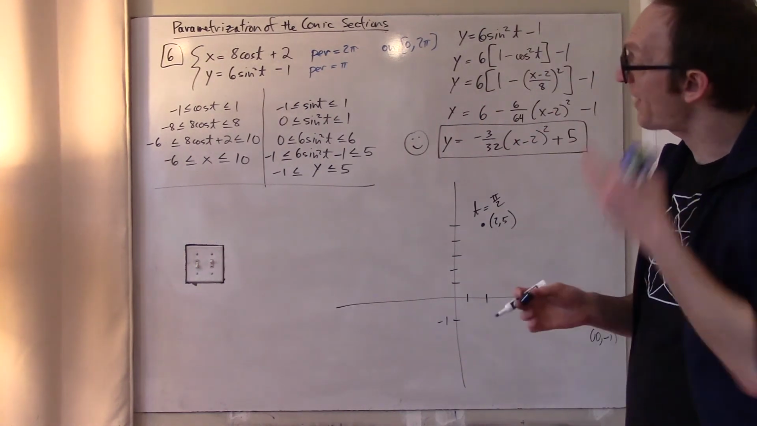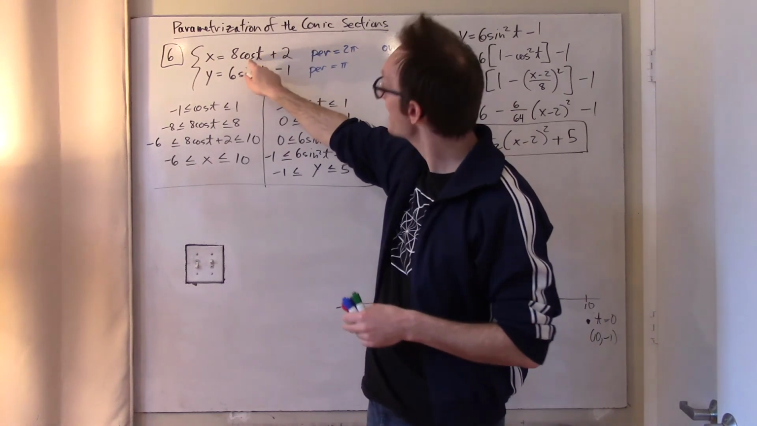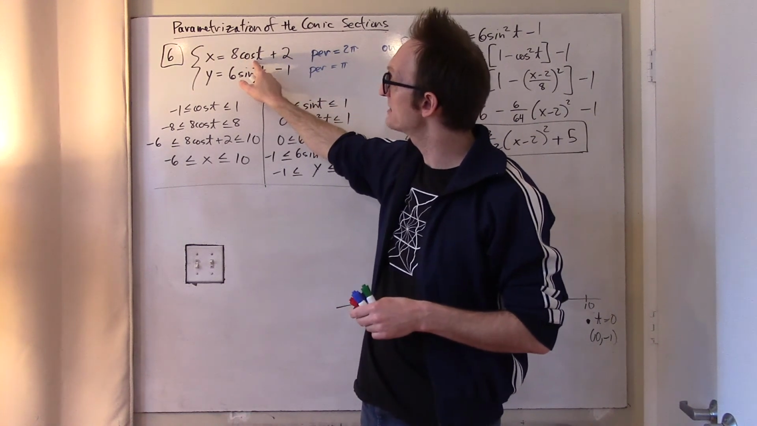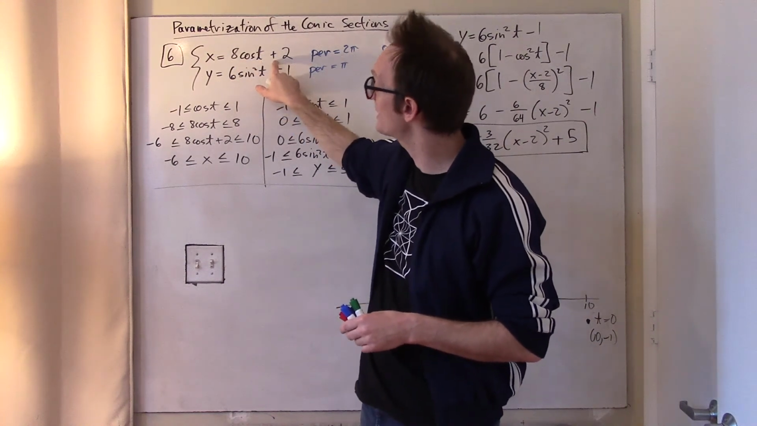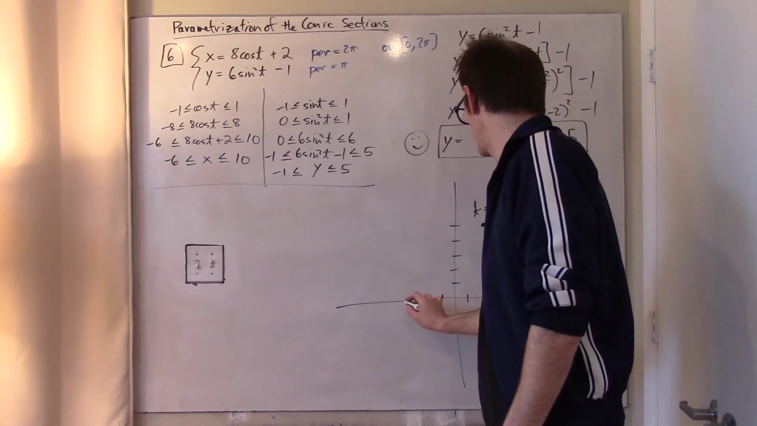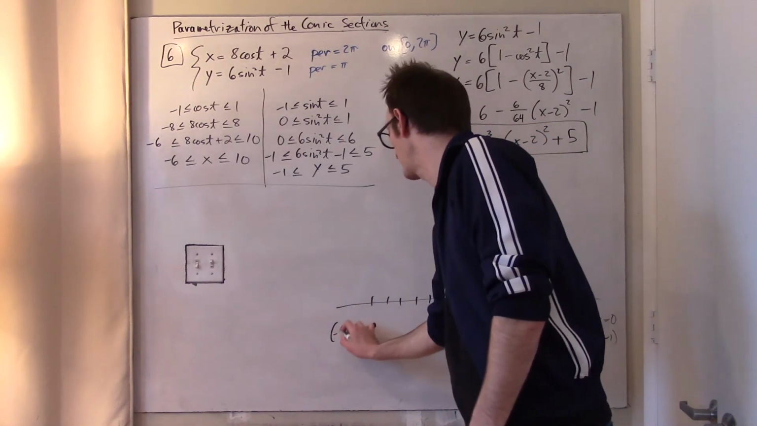What about 3 pi over 2? Cosine 3 pi over 2, pi now I guess. When you plug in pi for t, cosine of pi is negative 1, so that's negative 8 and 2, so that's negative 6, negative 1. So negative 6, negative 1 over here.